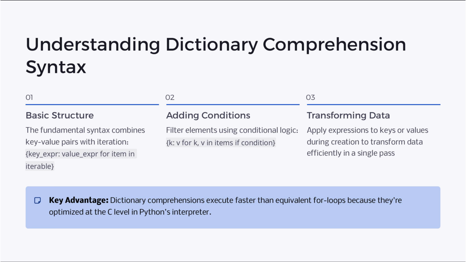Dictionary comprehensions use a concise syntax: key_expr: value_expr for item in iterable. They can include conditions: {k: v for k, v in items if condition}, allowing for efficient data transformation. This approach is faster than traditional loops due to Python's C-level optimization, enhancing both performance and readability.